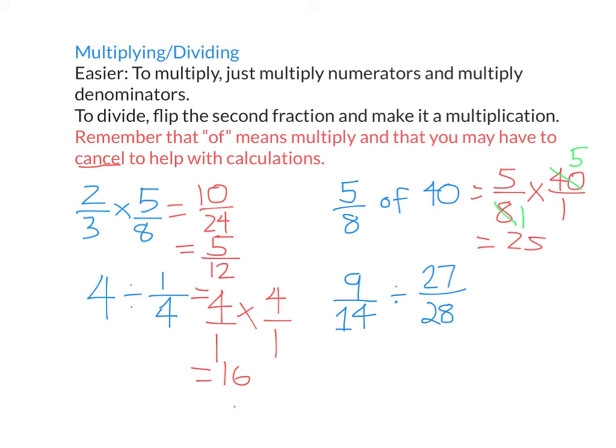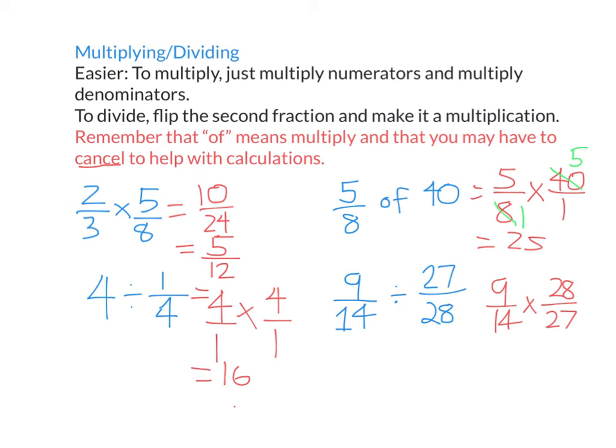So that's what I'm going to do here. And then I'm going to flip the second fraction and make it a times. So 9 times 28 and 14 times 27, they're big calculations. They take me a while. I don't want to have to do them in a test.